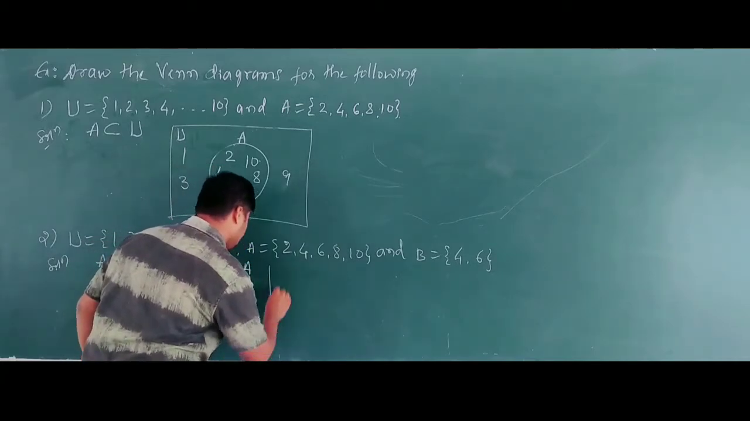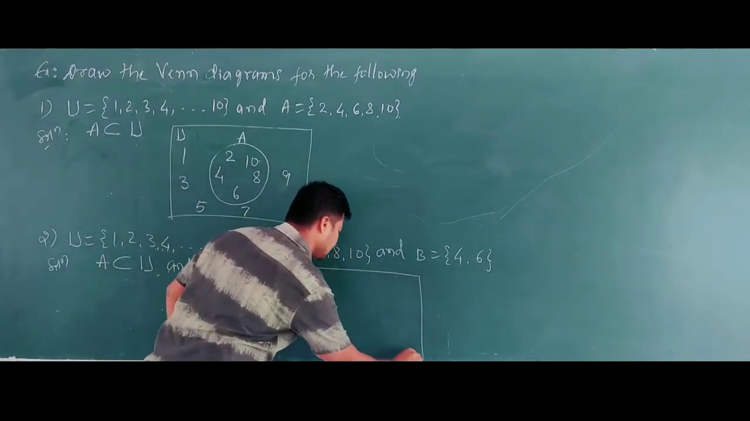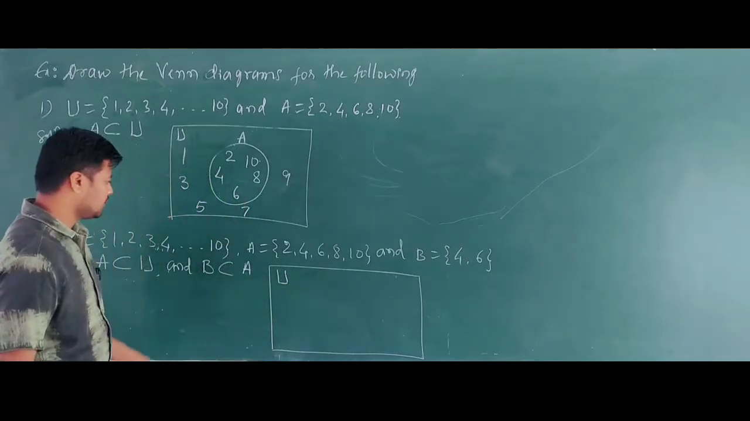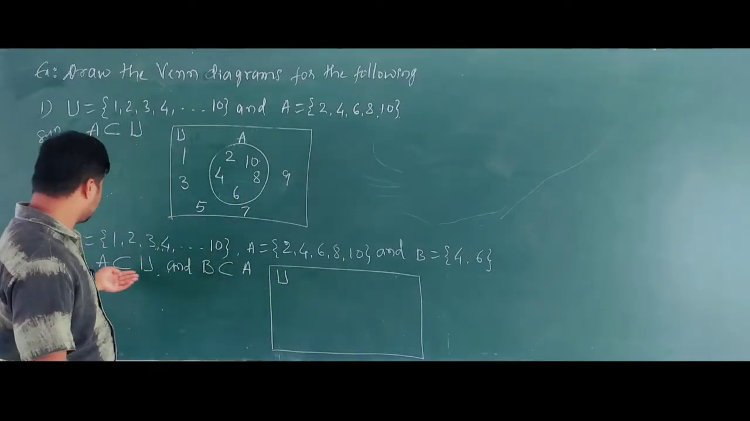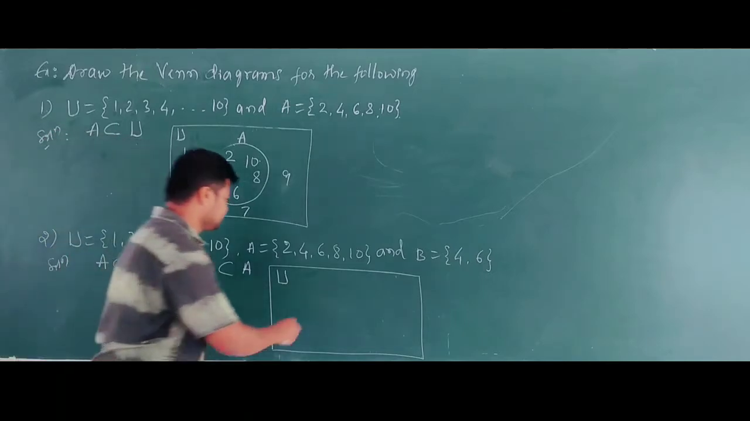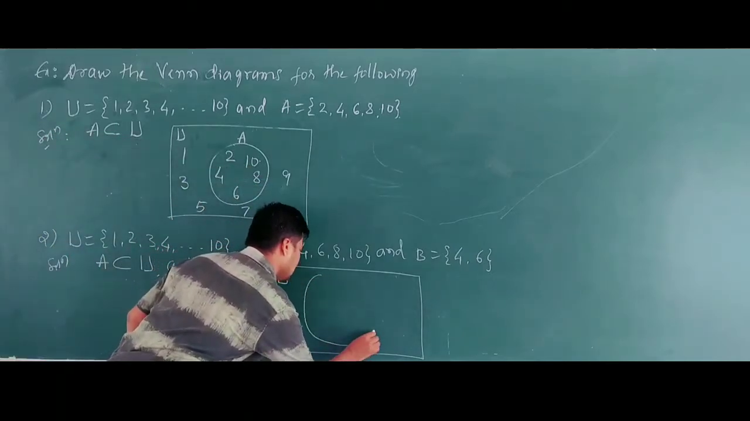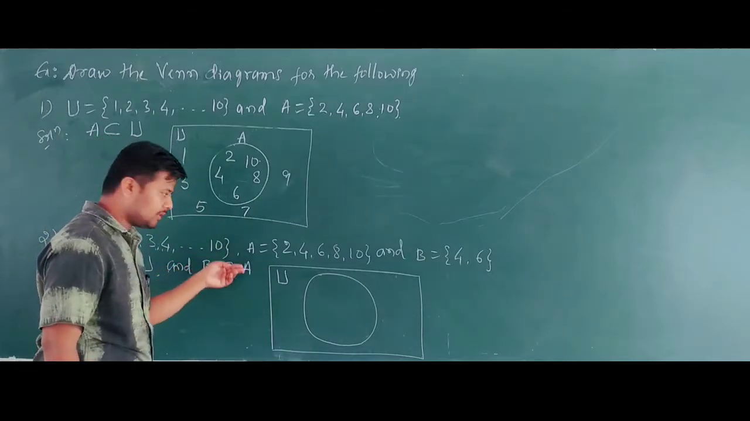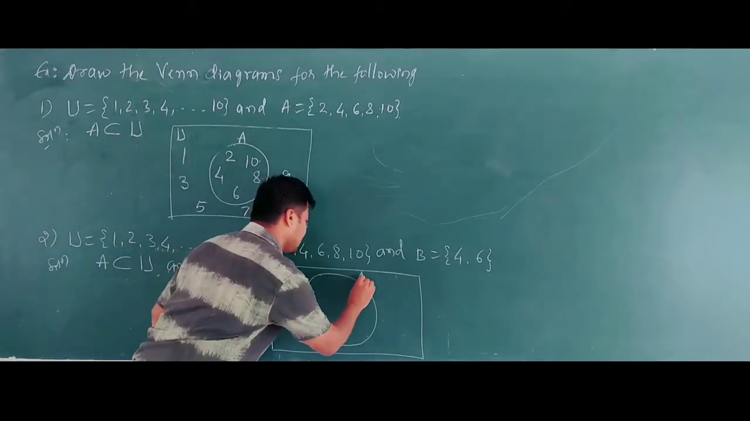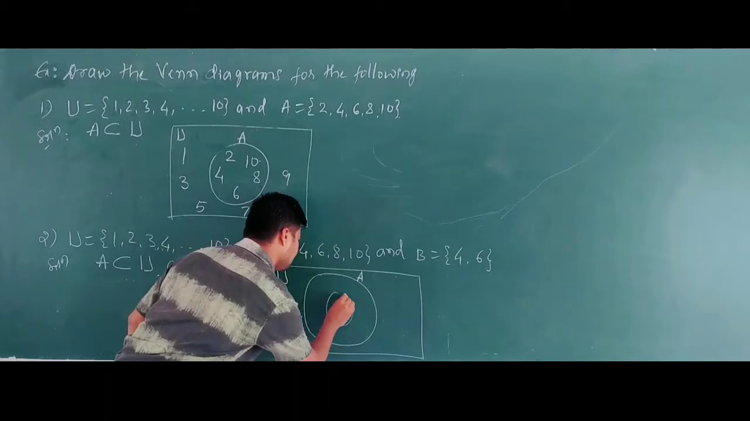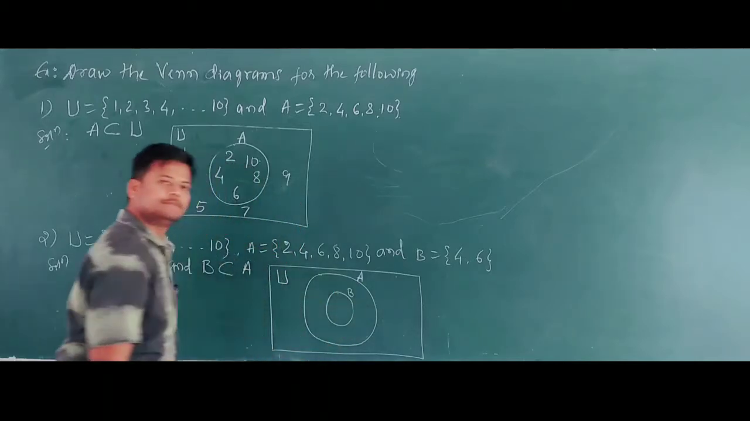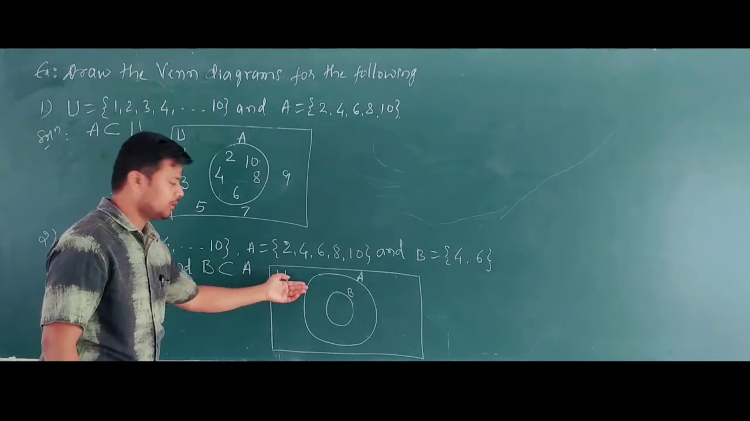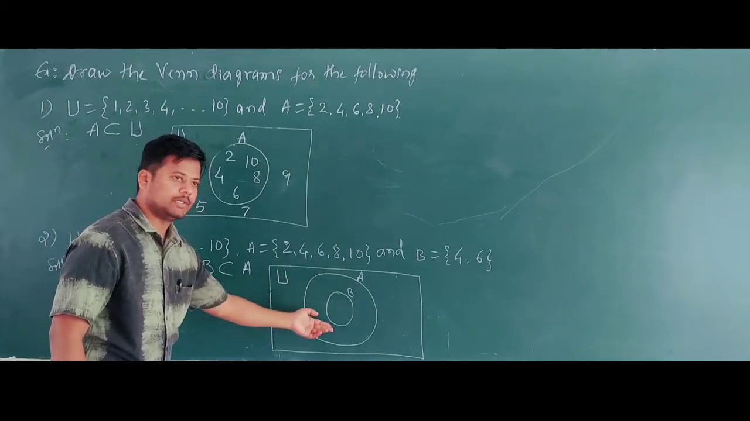Then how will we represent this example in Venn diagrams? Firstly, the universal set is represented by a rectangle. Next comes set A. Set A is a subset of the universal set. This is set A, and B is a subset of A. Correct? So B is a subset of A, and A is a subset of U.